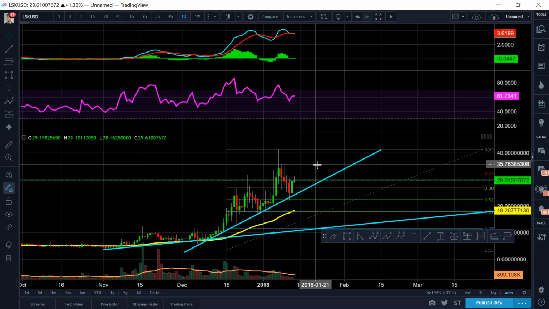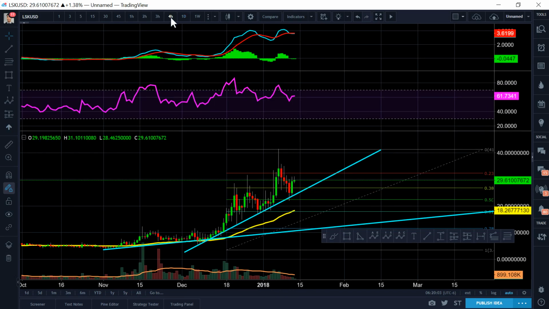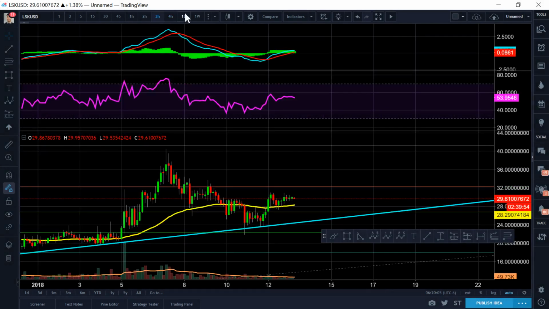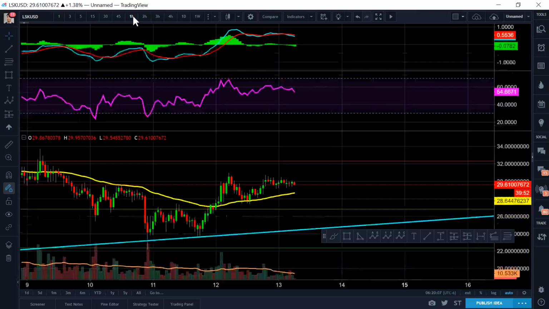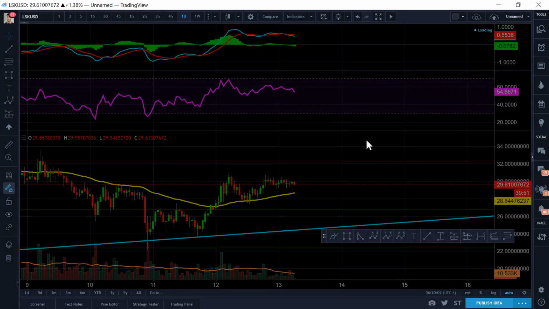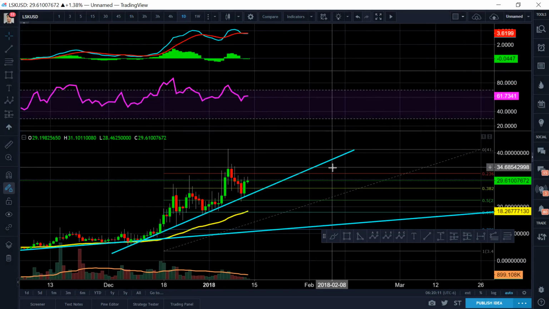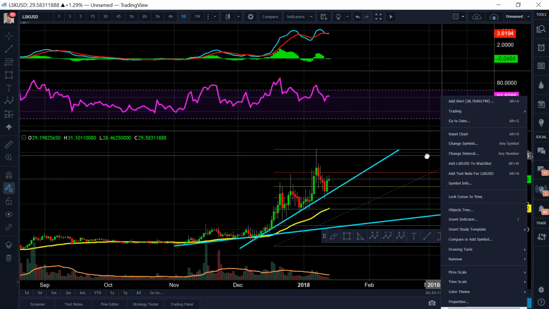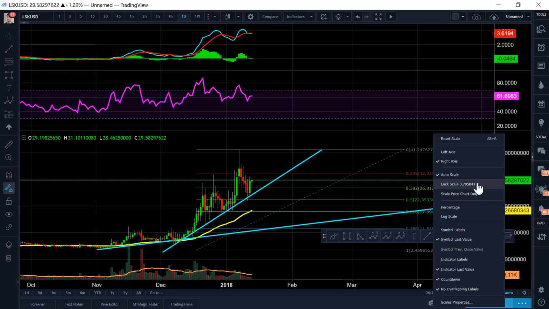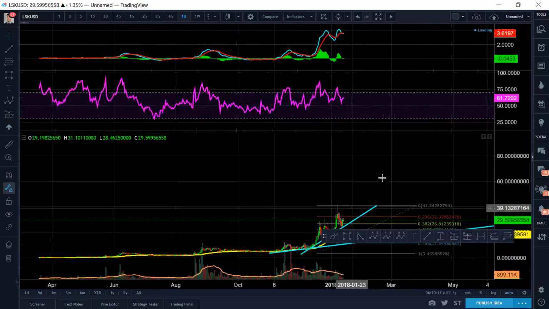So the title for this video is going to be, Lisk in consolidation mode right now. Ready to consolidate. That's going to pretty much be the title. So yeah, I'm ready to consolidate, but long term, those are my targets that I see it possibly hitting, really far down the road.